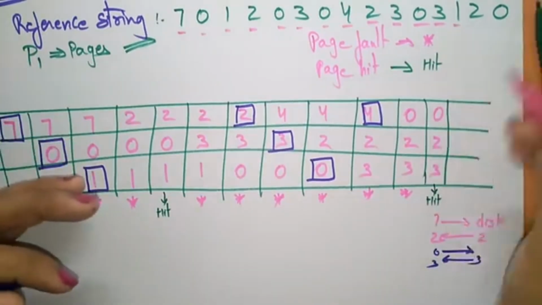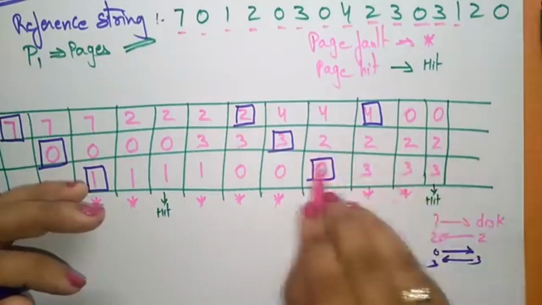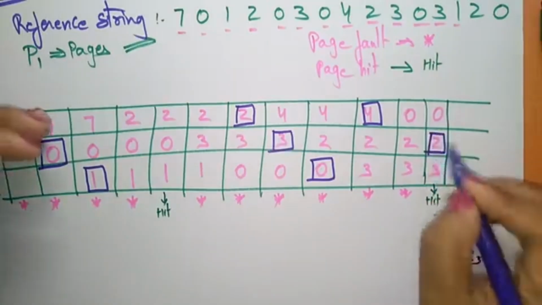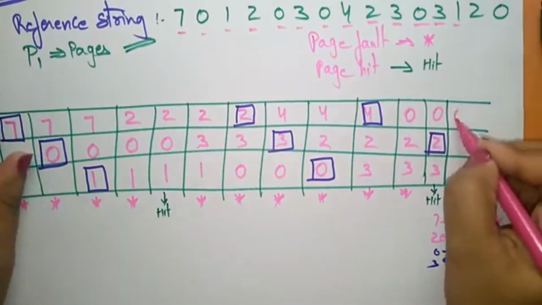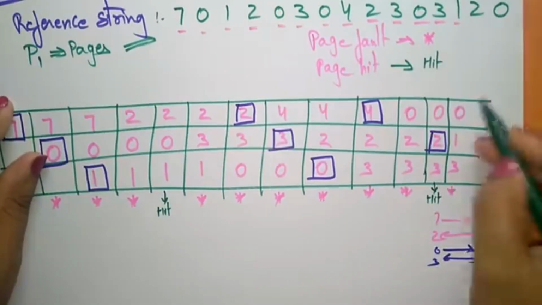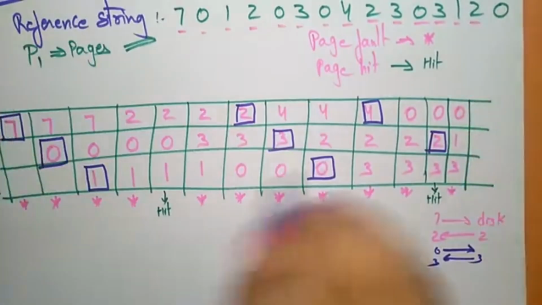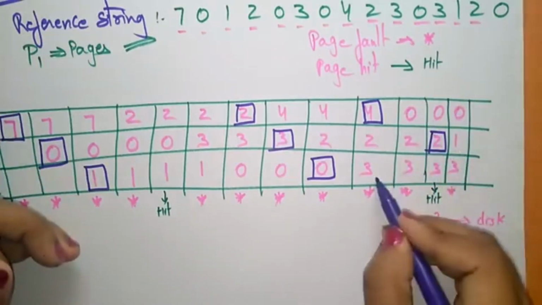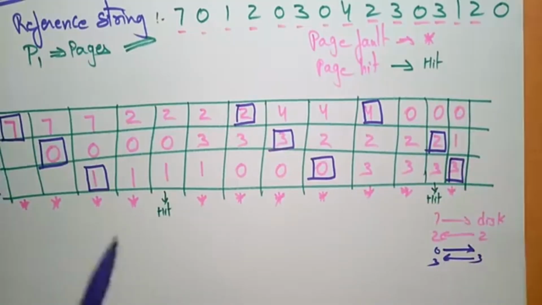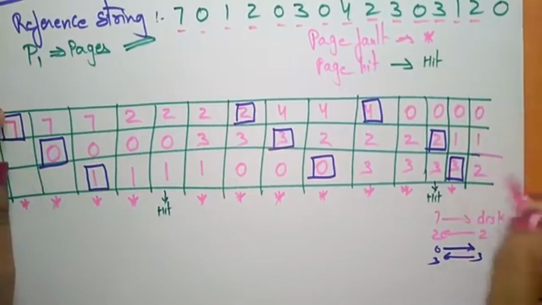So next 1. Which one has to be replaced? The 2 has to be replaced because 2 is staying for a long time. The first in page is 2. 2 has to be replaced. So 0, 1, 3. This is also a page fault. So next I have to place 2. Which one has to be replaced? So 0, 1, 3. The 3 is staying for a long time. So just replace 3. That is 0, 1, 2.